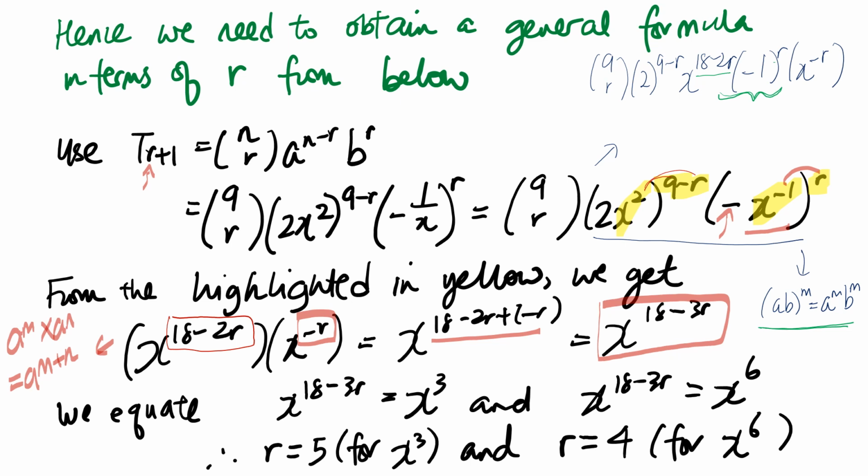So when you expand, let's say the power n is 10, you'll get 11 terms. And this x to the power of 3 is actually at the 6th term position. So if you equate it to x to the power of 6, then you get r equals 4, which means you can find x to the power of 6 at the 5th position.